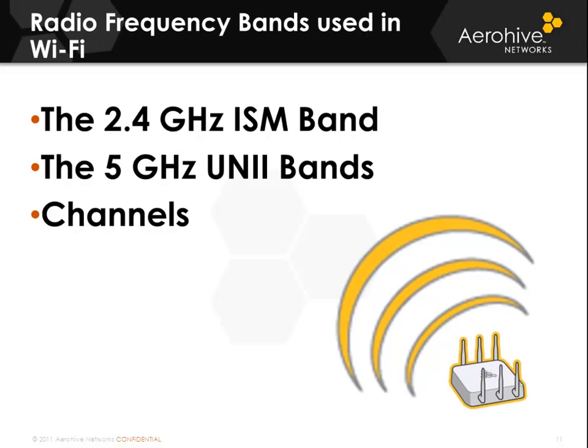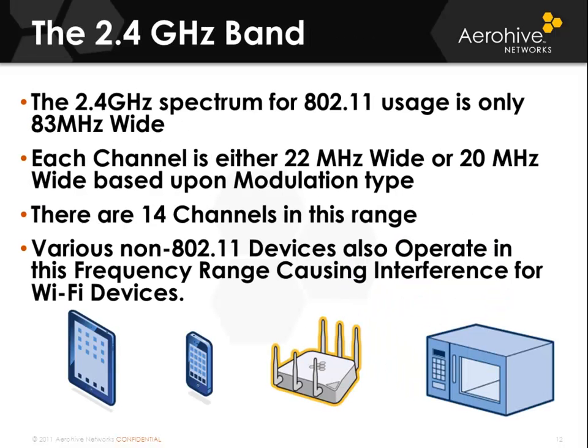Radio frequency bands used in Wi-Fi. We have the 2.4 GHz ISM band, and we have the 5 GHz UNII bands. And inside that, there are frequencies that are reserved or set aside as specific channels based on the space that they use within the given band. The 2.4 GHz band is 83 megahertz wide. There are 14 channels available within 2.4 GHz, although not all channels are legal in all regions. Each channel will be either 22 megahertz wide if you're using direct sequence spread spectrum or frequency hopping spread spectrum, and 20 megahertz wide if you're using orthogonal frequency division multiplexing or OFDM.